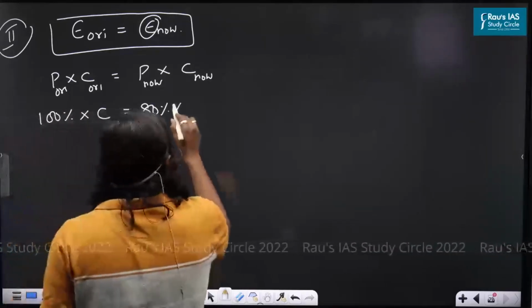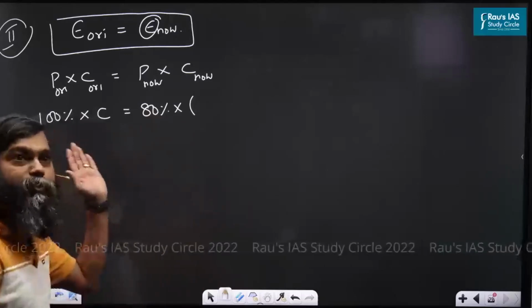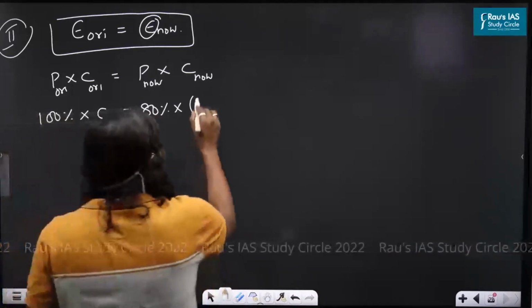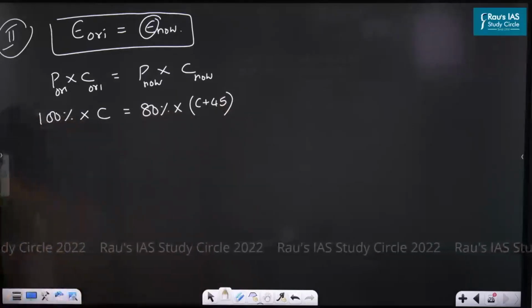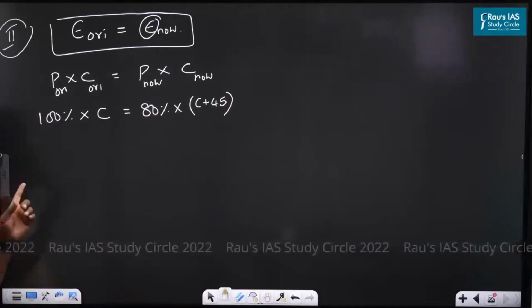What happened to your consumption? Earlier consumption plus 45 kg. So C plus 45. Do you understand this? What I am writing? Many people are not listening. Then for whom am I teaching? Arey yaar.